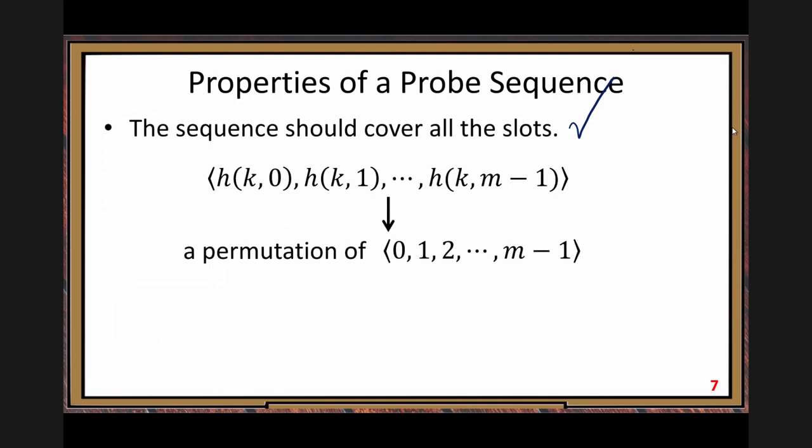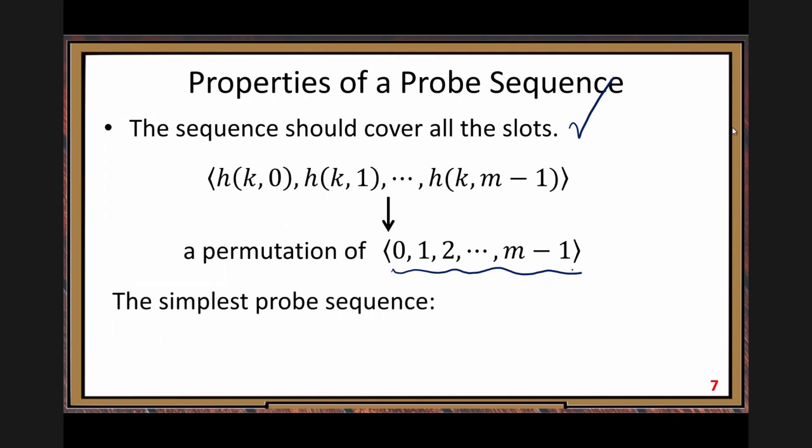That means this probe sequence is just a permutation of these m consecutive integers. Because it's a permutation, you cover all the slot numbers. So you never miss any slot number.